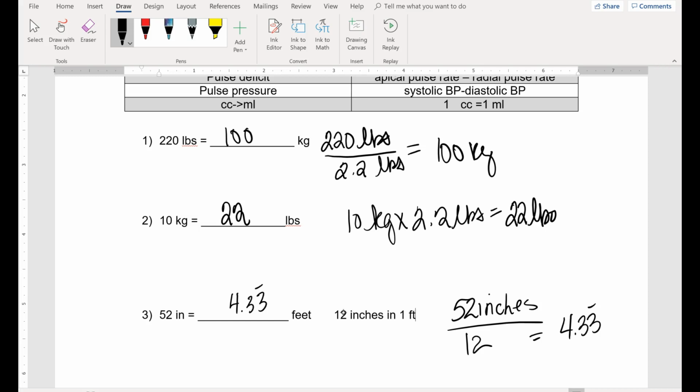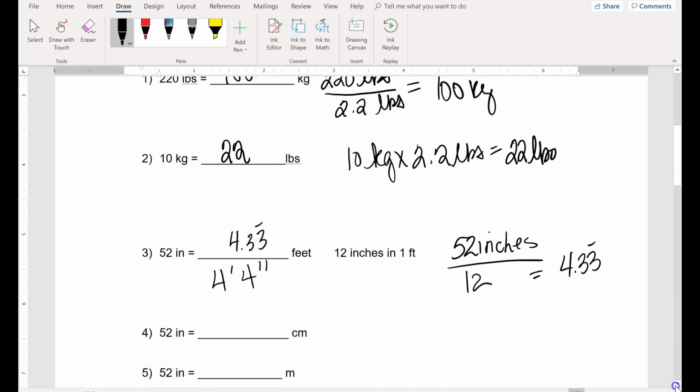Do we really ever say that people are 4.33 feet? No. Okay, we say that they're 4 foot. And what's a third of 4 foot? 4 foot 4 inches. Okay.